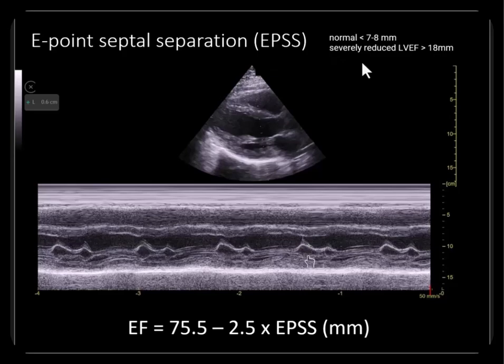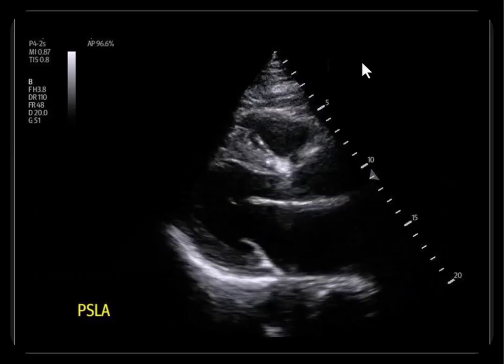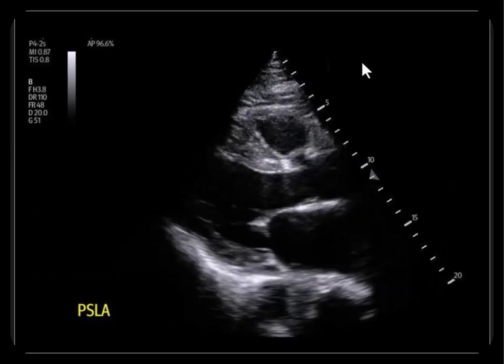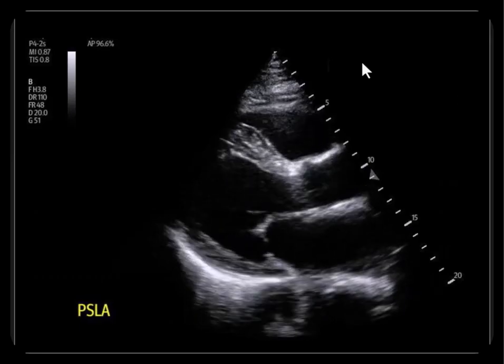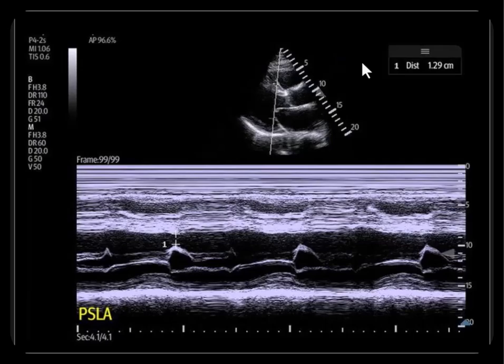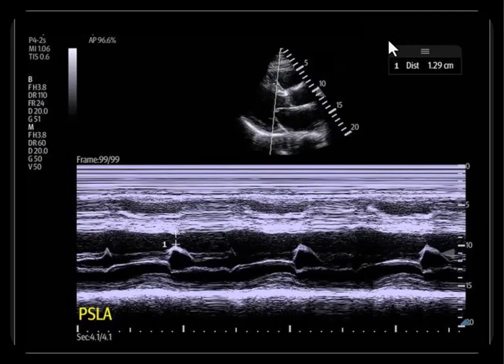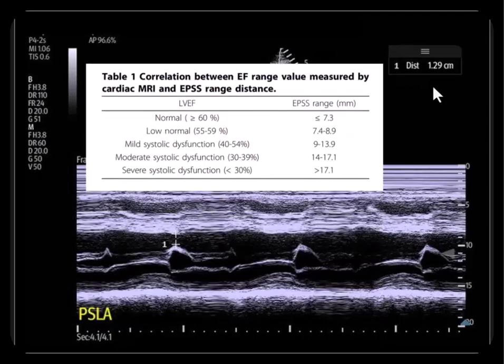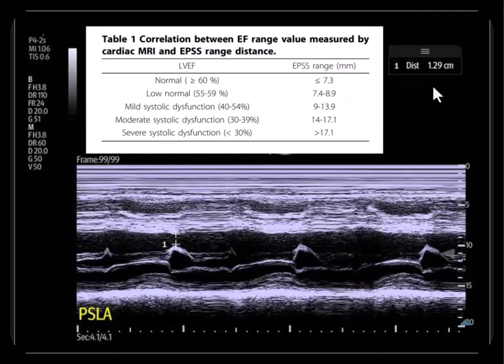And let's look at another case. So visually, this looks to be reduced using our EPSS measurement in M mode. From the tip of the E wave to the septum, we see we have a distance of 12.9 millimeters or 1.29 centimeters. And remembering our study that we just looked at, if we use 12.9 millimeters, that puts this patient into the mild systolic dysfunction category.